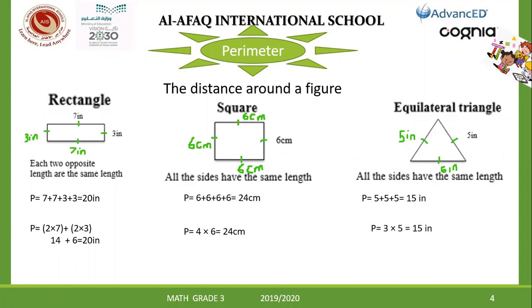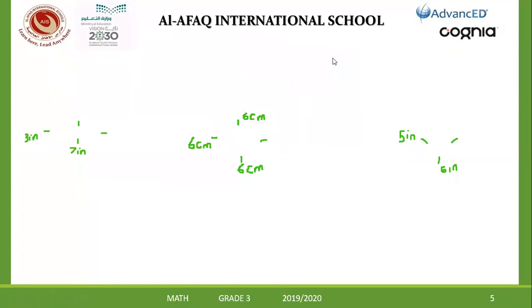This 5 is repeated 3 times, so I can replace this addition operation by using a multiplication operation. Here 3 5s means 3 multiplied by 5, equal to the same perimeter, 15 inches. With me in the book.